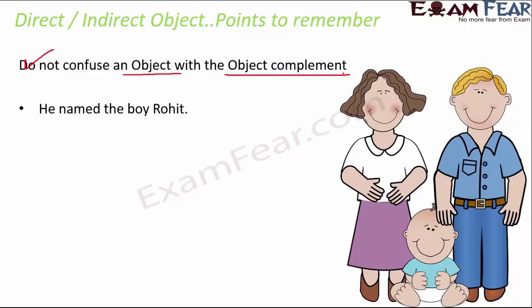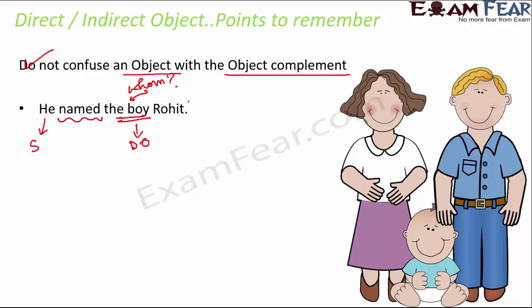Right? Here which is the action verb? Named, because he is doing something. He is naming someone. So named is the action verb. And who is naming? He. So he is the subject. Now let us ask a question to find out direct object. He named what? Or he named whom? If you ask the question, he named whom, then what would be the answer? The answer for the whom would be the boy. So the boy here is the direct object. He named whom? He named the boy. Now, the more important part is, then what is Rohit?